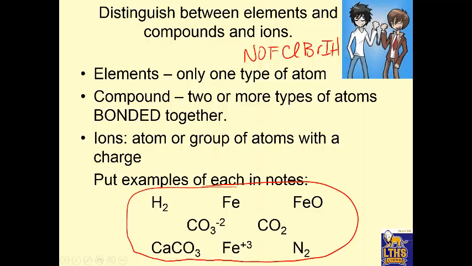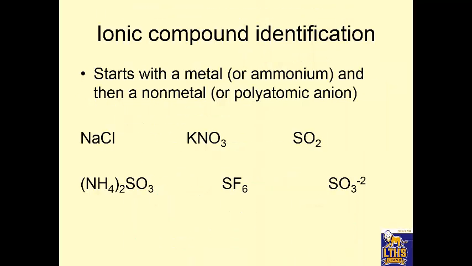All right, so let's just look at one more. Okay, look, it's Fe plus 3. Well, Fe is one atom, so it can't be a compound. And then because of the charge up there, it's an ion. So you have to be able to tell the difference between all of them.